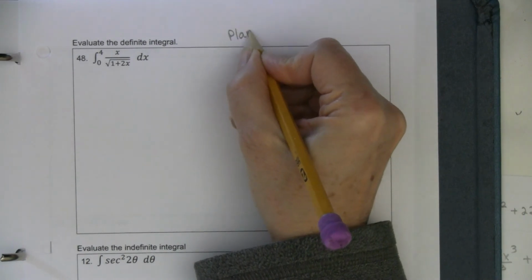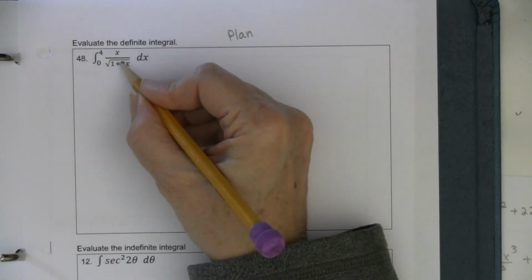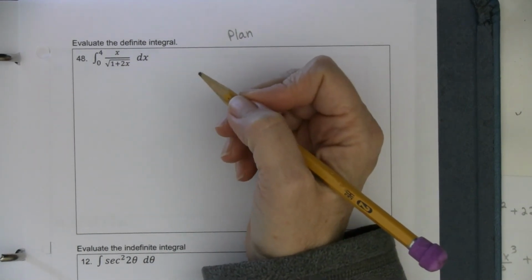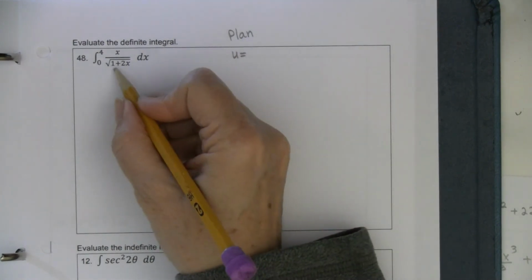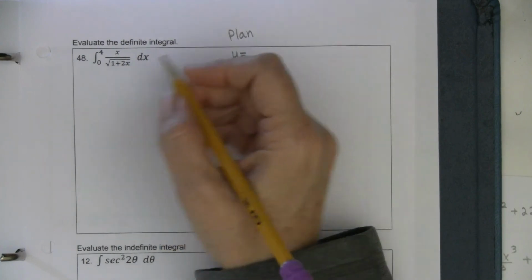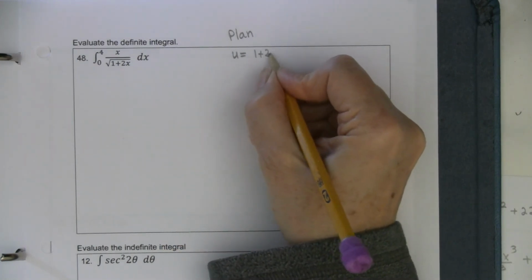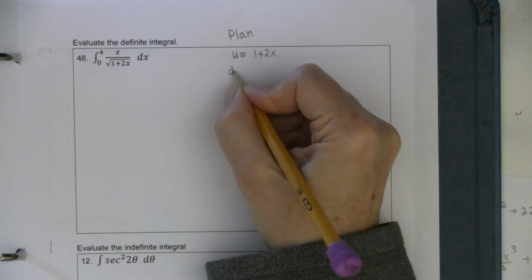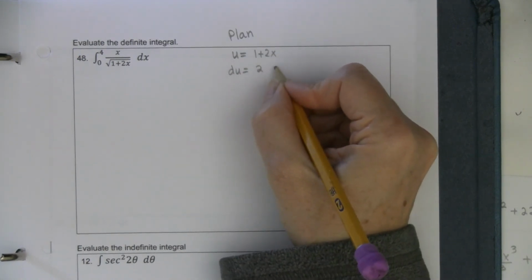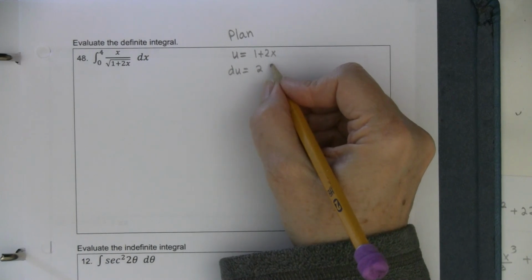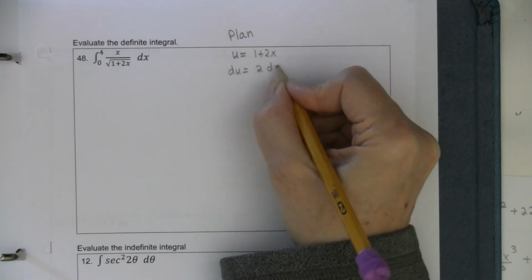So our plan, because I have this division and I can't integrate it, is to try the U substitution. So I'm going to let U equal the inside function, which is inside the square root, 1 plus 2x. So du equals 2 dx. Do you guys agree with me?